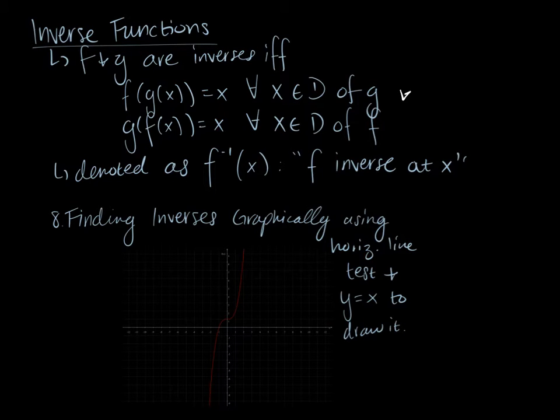And, okay, g of f of x is equal to x for all x's in the domain of f. So we have to have the composition of f with g and the composition of g with f be equal to x in order to have an inverse. The way to write an inverse is f to the negative 1, but it's not read as f to the negative 1. It's f inverse at x is what f inverse of x here means. That is f inverse at x, not f to the negative 1.